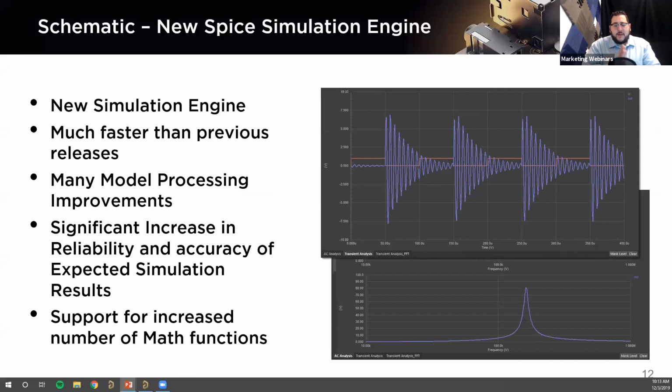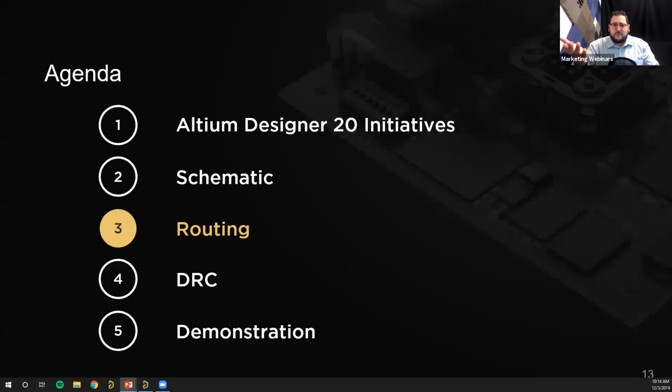The reliability and accuracy of the results are significantly better. The mathematical functions have improved. As I said, there's a new team, so there will be a lot of improvements to come. If there are specific things you're looking for in the simulation space, we would like to talk to people about things that they're looking for. So please feel free to reach out, speak on the forums, ideas area of Altium Live. Feel free to send me an email, and we could speak.